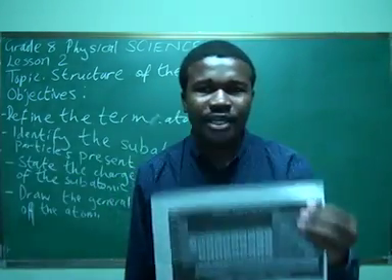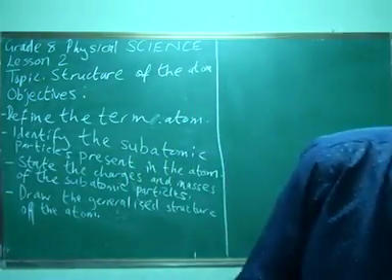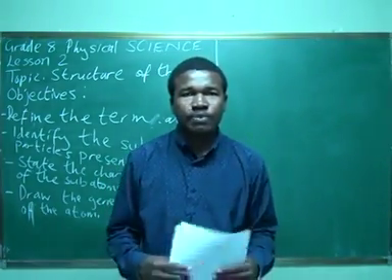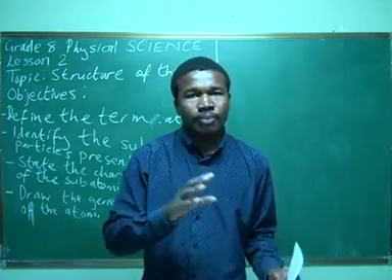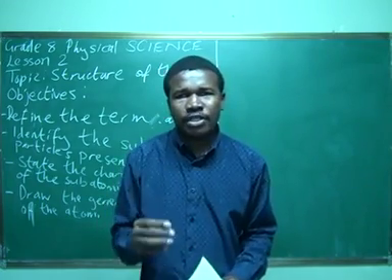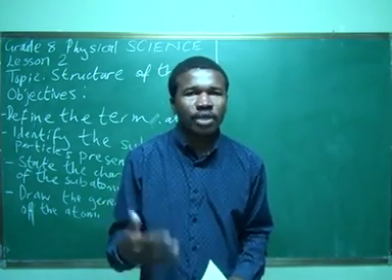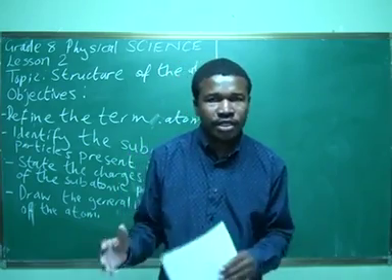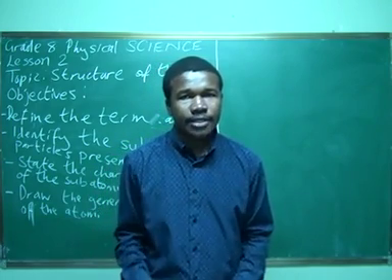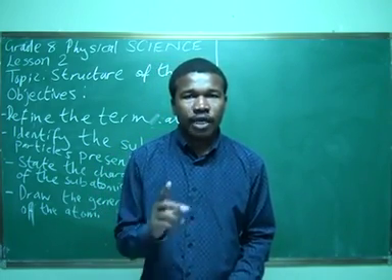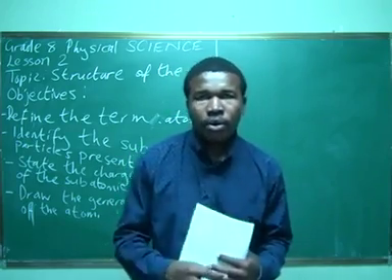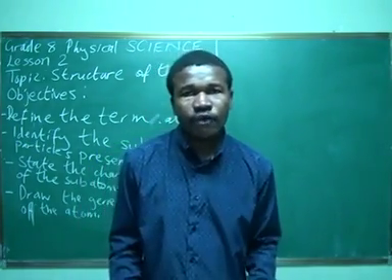We talked about how it has rows, it has groups, it has periods, and we explained how the arrangement of the periodic table is in order of increasing atomic number. That's what we talked about in the previous lesson. I hope you guys were able to understand, and I hope you are still with me. Right. So now, in this lesson, what is our topic for today?